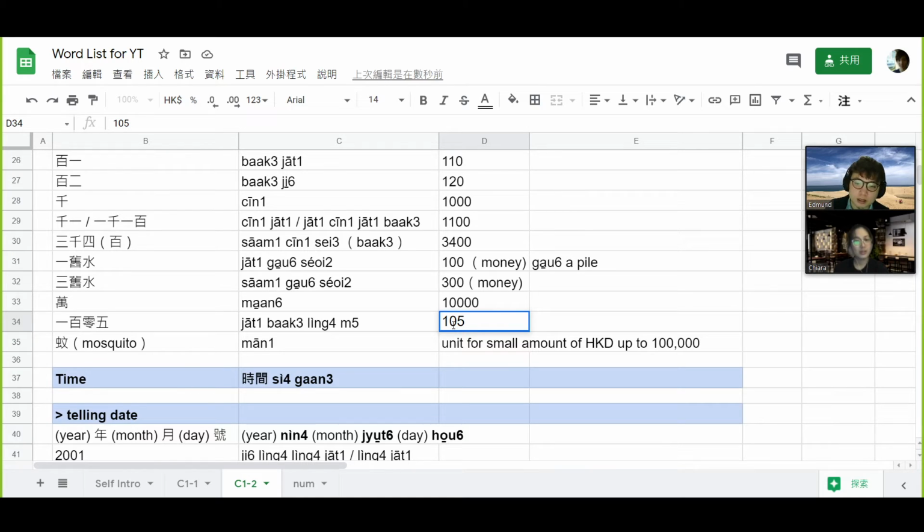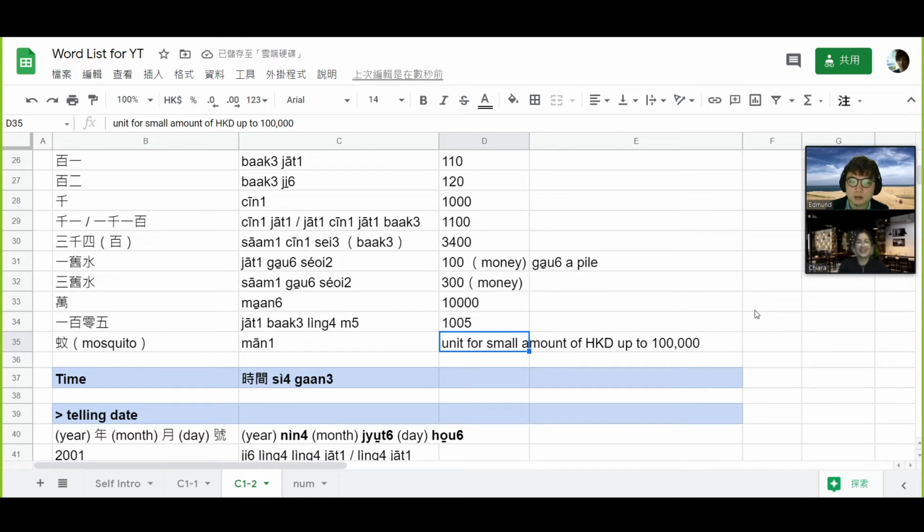And whenever you have some digit here, but you have some smaller digit, and you have a zero in between, then we will say the zero. It does not matter how many zeros you have. We just say the zero once. So, for example, this one we will say 105, yatbakling. How about this one? Can you try to say this one?